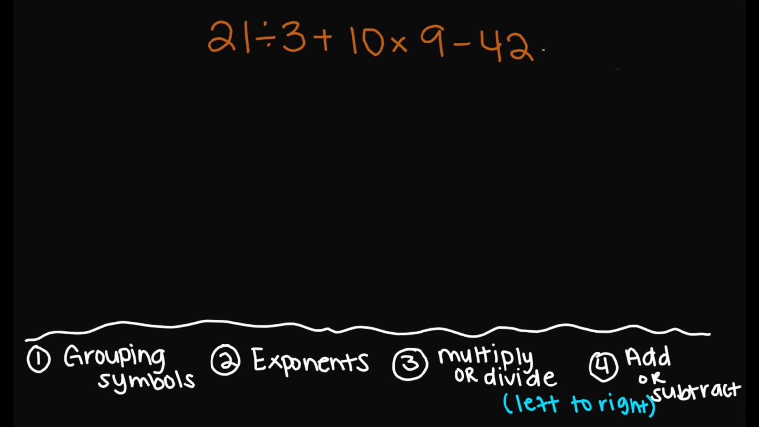Let's look at this example here. So first we are going to divide because I have division here, and then I also have multiplication here. However, I'm going to go left to right. So I'm going to do 21 divided by 3. This is going to equal 7. And then you have plus 10 times 9 minus 42. I'm going to multiply here.